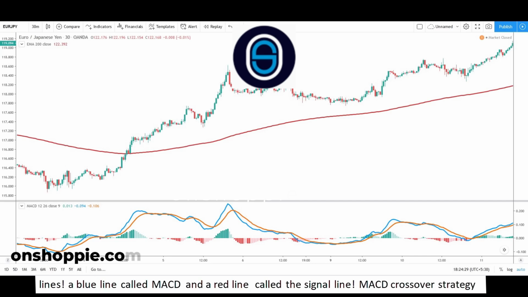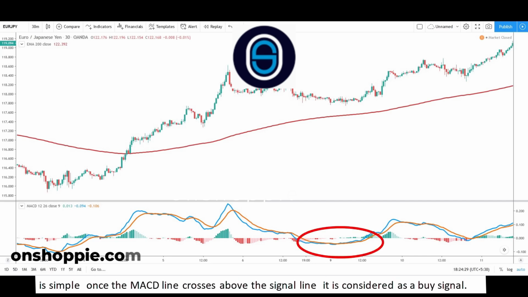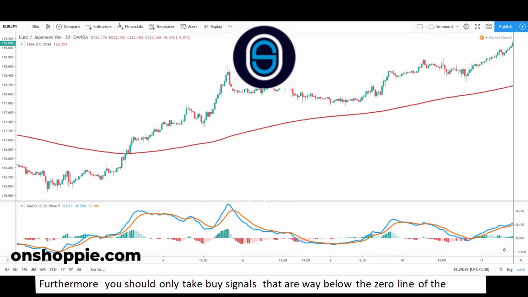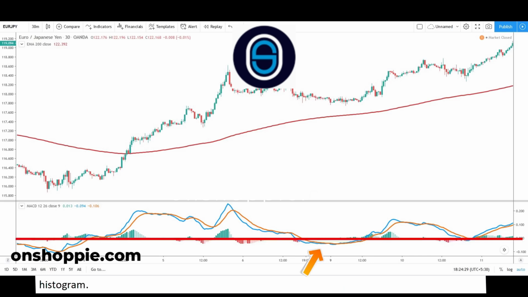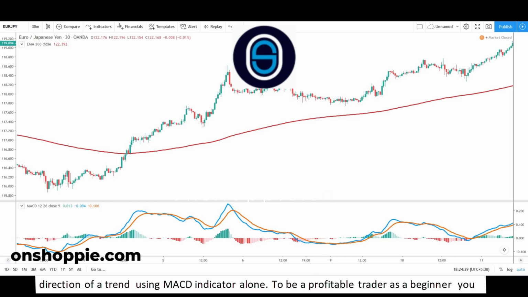MACD crossover strategy is simple. Once the MACD line crosses above the signal line, it is considered a buy signal. Furthermore, you should only take buy signals that are way below the zero line of the histogram. But there is a big problem with this trading setup. There is no way to identify a good direction of a trend using the MACD indicator alone.